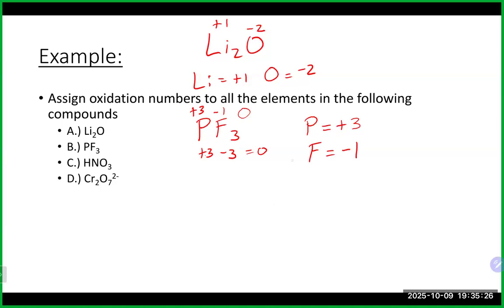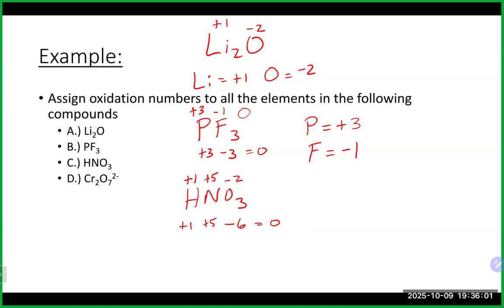If we take a look at nitric acid, once again, I'm going to start with the oxygen, which is -2. There are 3 of them, which gives me a -6. My hydrogen here is +1. Once again, nitric acid is neutral, which means everybody here needs to add up to 0. In this case, to get us to 0, the nitrogen is actually a +5. And that gets us to 0.